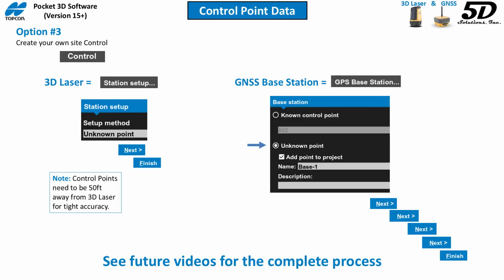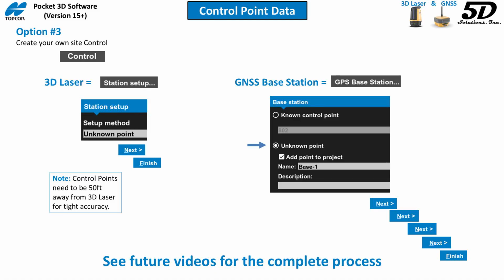When using a 3D laser, select Control, Station Setup, Unknown Point, then Next, and Finish. When using a GNSS base station, select Control, GPS base station, Unknown Point. Check the box, give it a name such as Base 1, then Next several times to the Finish button.